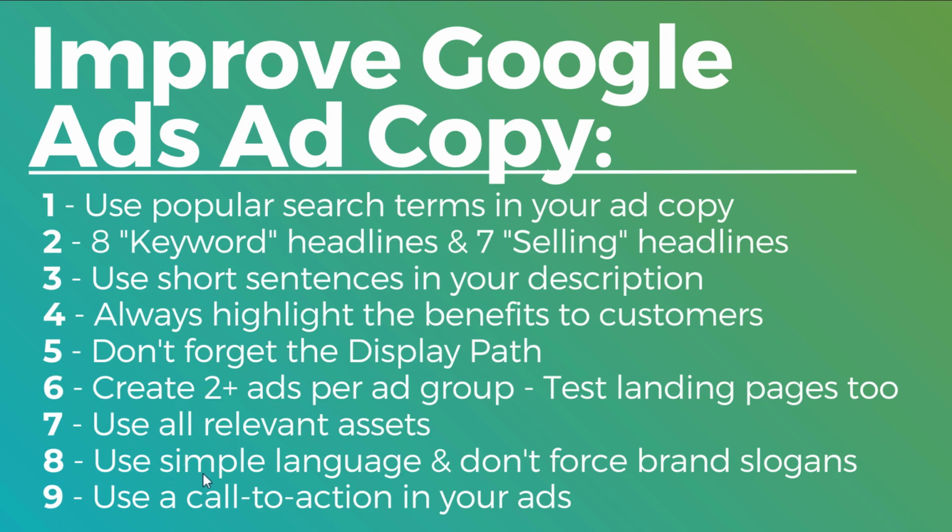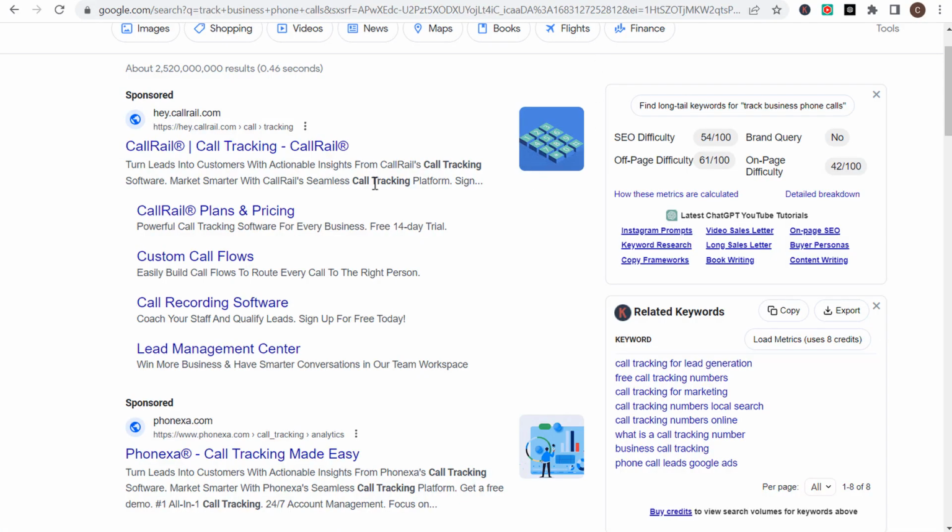Now, number 8, use simple language and don't force brand slogans. Kind of a simple concept, but if we come back over to our CallRail example, to me, you should always assume that people have absolutely no idea what your business does. So what you're trying to do when you're creating your advertisements is you don't want to educate customers with an advertisement. You want to educate them with your landing page. The goal of an advertisement is to promote your product or service and to show the benefits of your product and service to customers. So turn phone calls into leads, turn phone calls into revenue.